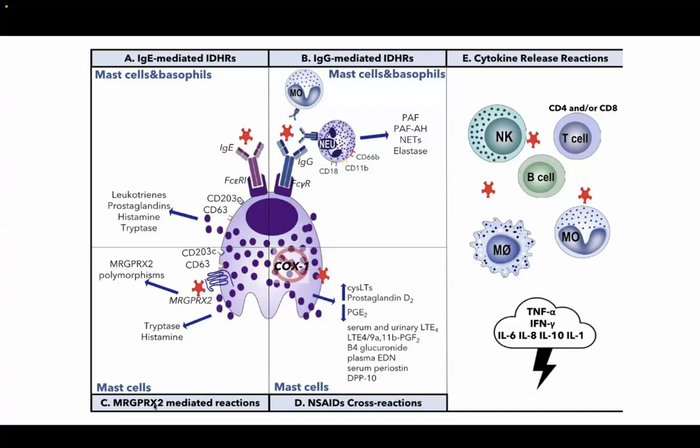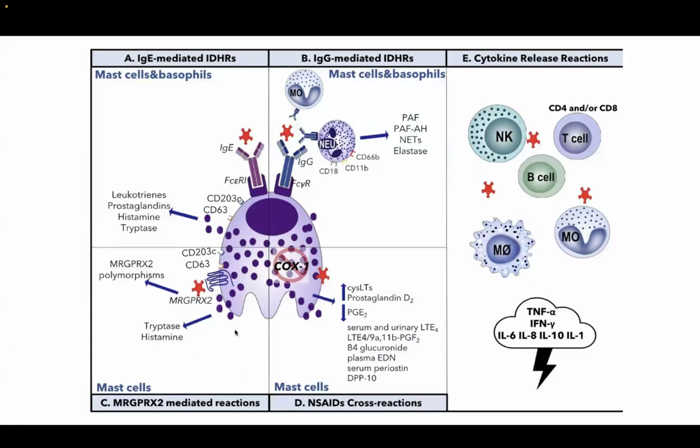Then MRGPRX2 mediated reaction, which is mas-related G protein coupled receptor X2. This is the abbreviation of that receptor. So this receptor is on mast cells, and the kind of reaction will occur usually in patients who have receptor polymorphism. So specific polymorphisms in the MRGPRX2 receptor will make the patient prone to such kind of reactions. So what happens is direct drug stimulation of that receptor, and then activation of the mast cell and release of mediators.